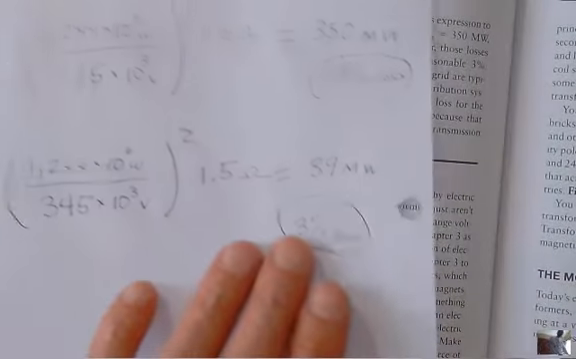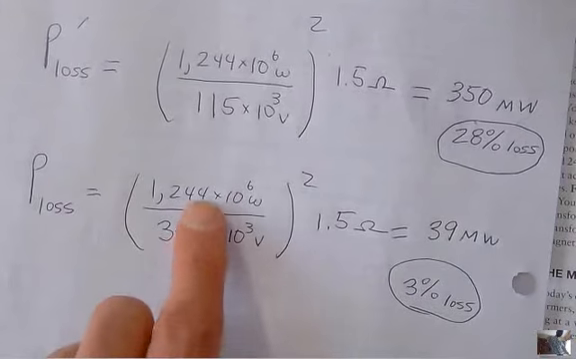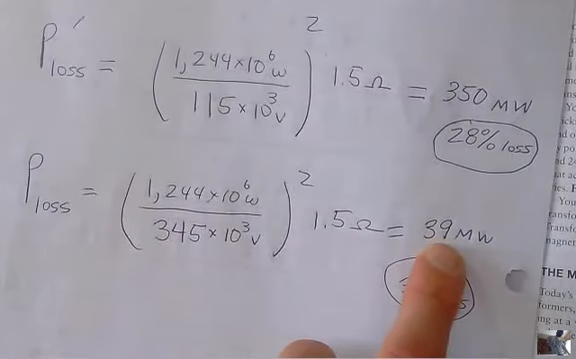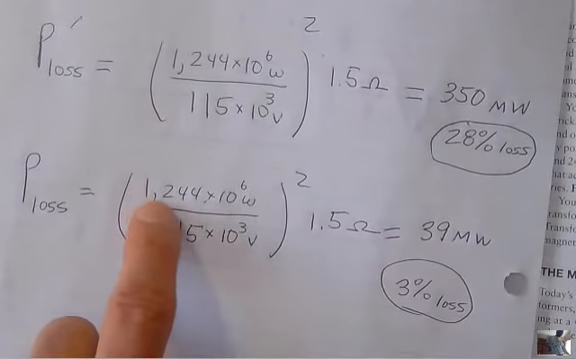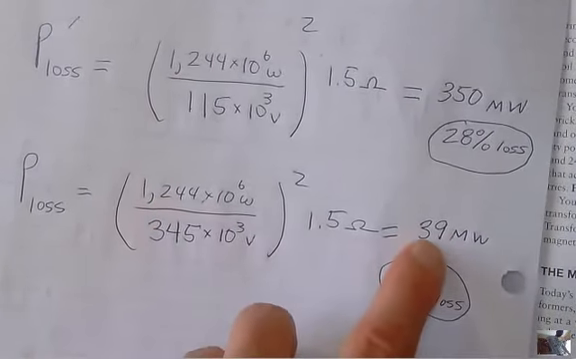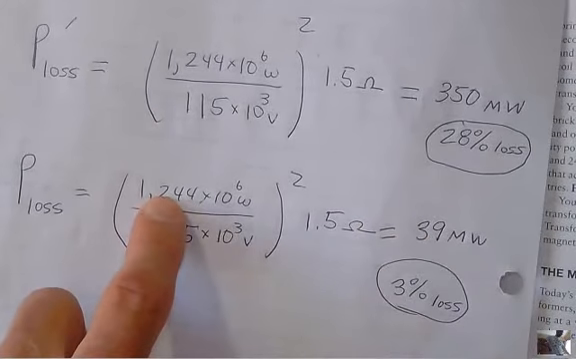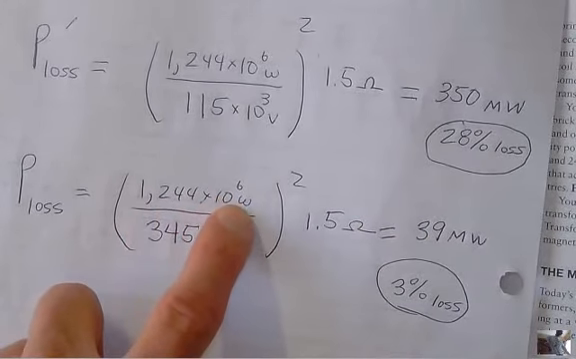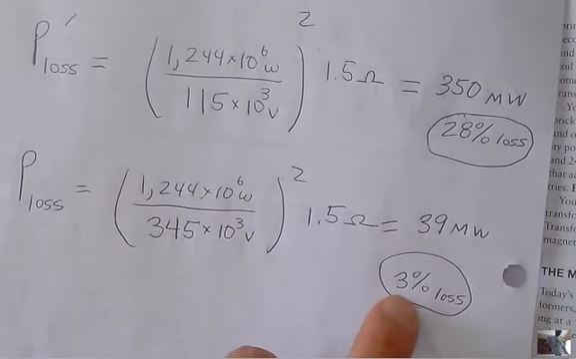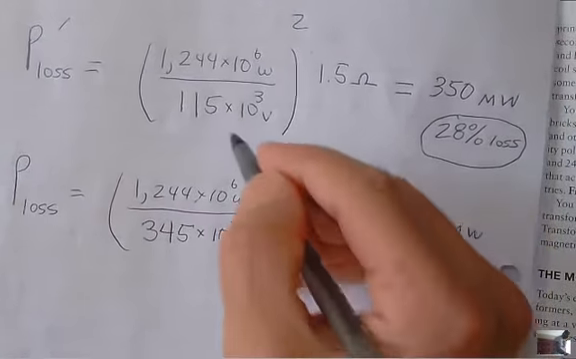So this is reasonable, right? All of this power leaves the power plant. Only 39 is lost. Right? So that means of the 1244, if I lose 39, I get 1205 times 10 to the 6th watts of power make it to my destination. Okay? So number one reason, why do we transport the power at high voltage?